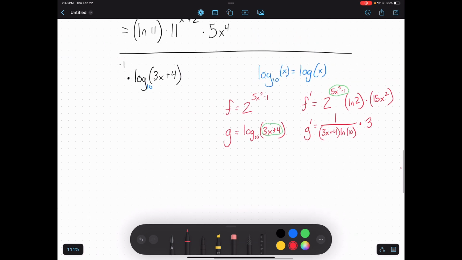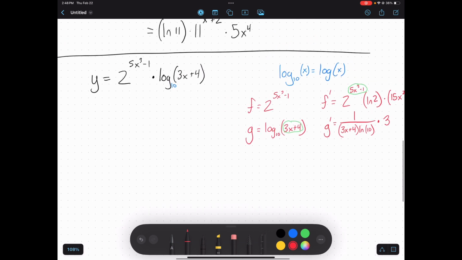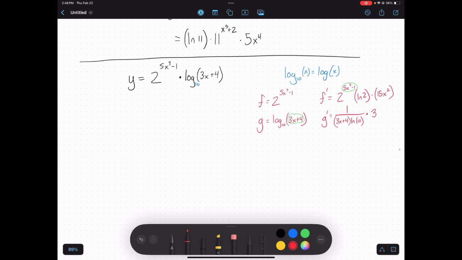Okay. I now have gotten all of my derivatives out of the way. So to finish this up, I just need to compile my product rule. So I'll do f times g prime. That gives me 3 times 2 to the 5x cubed minus 1 over 3x plus 4 times the natural log of 10. Now I did a little bit of simplifying there just as I went.